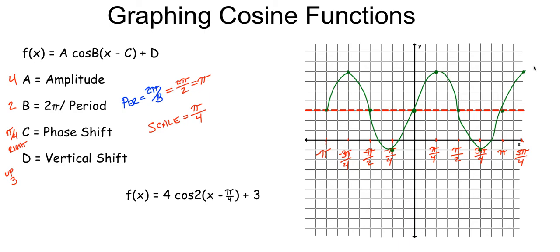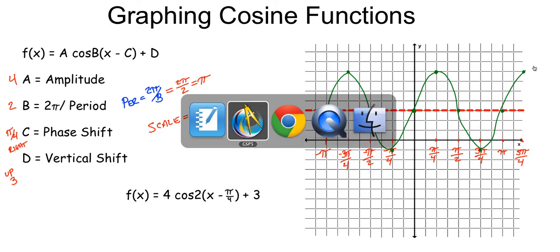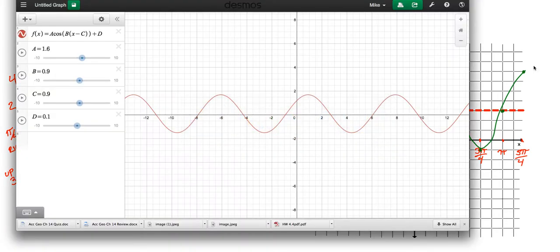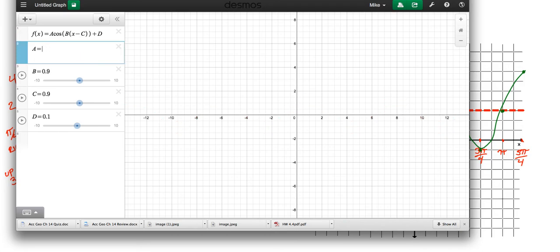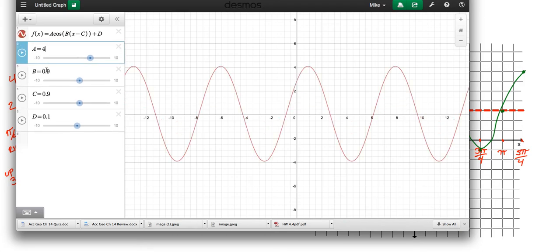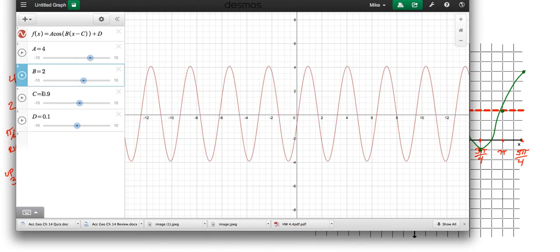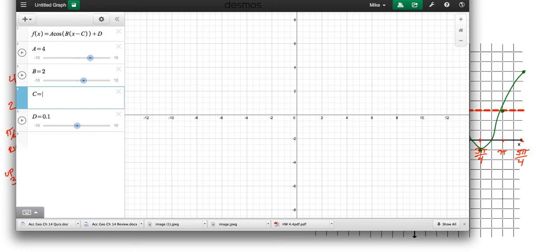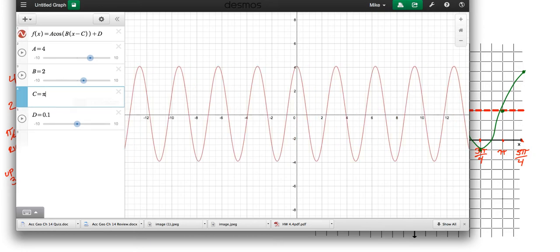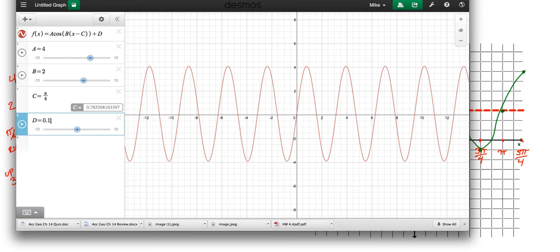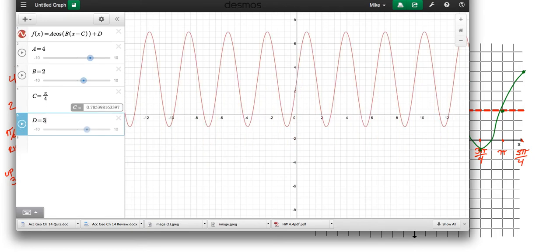And if we go to Desmos.com again and we put these values in, we should see that our graph will look just like this. So we can actually just type these in. We'll say, okay, A was going to be 4. B, we wanted to have a value of 2. Our value of C was pi divided by 4, and our value of D was 3. And so this is what our graph here would look like.